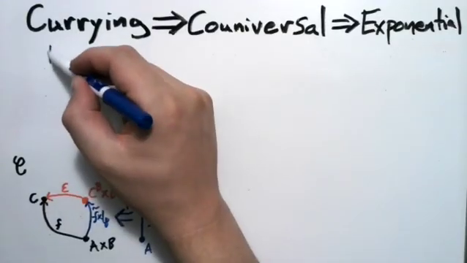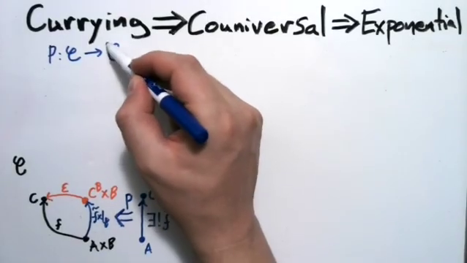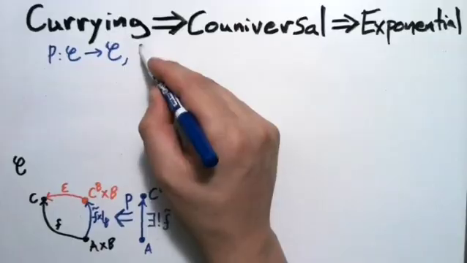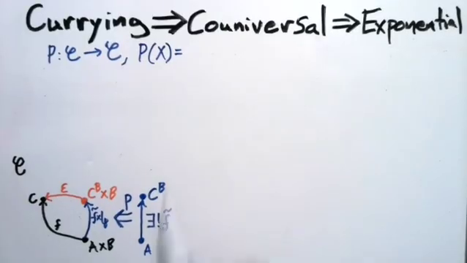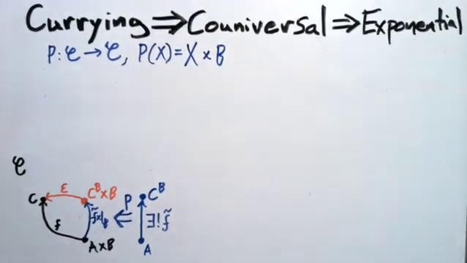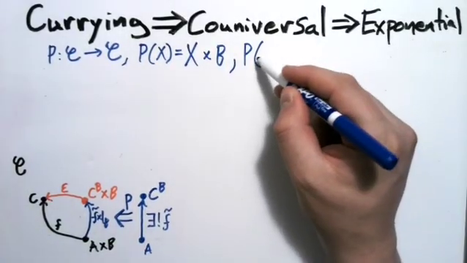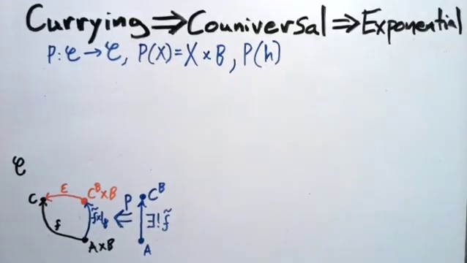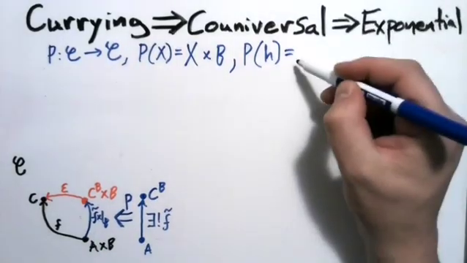Well, P is a functor going from the category C into the category C. And how is it transforming the objects? So what is P of X? Well, it's giving us back the object X cross B, right? And how is it transforming the morphisms? Well, it's taking, say, H in C and giving back H cross 1B.